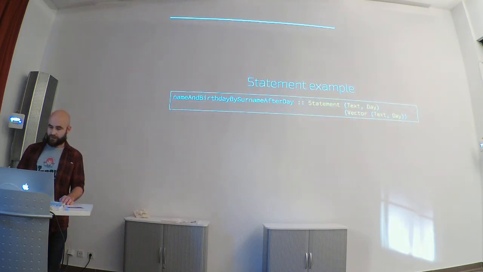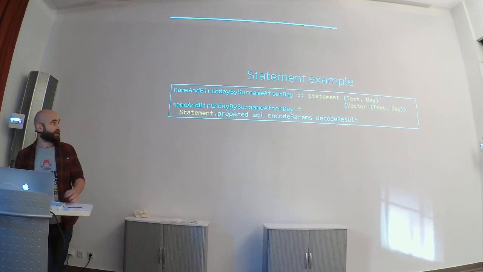And now we're getting to the bottom of this. Actually, there are a few layers of abstractions left, but I'm going to touch them later. For now, let's see some code. And this is an example of a statement. A statement which gives us a name and a birthday by some surname and after a date.